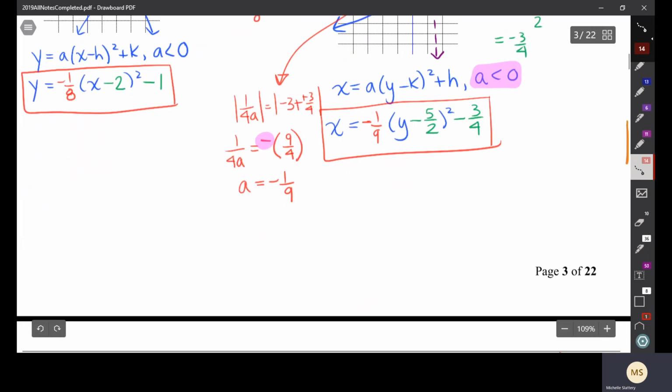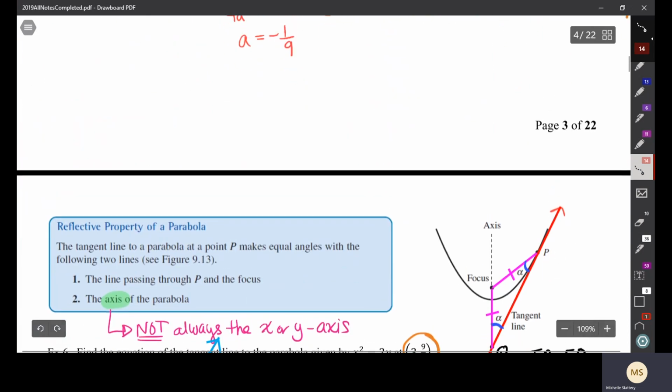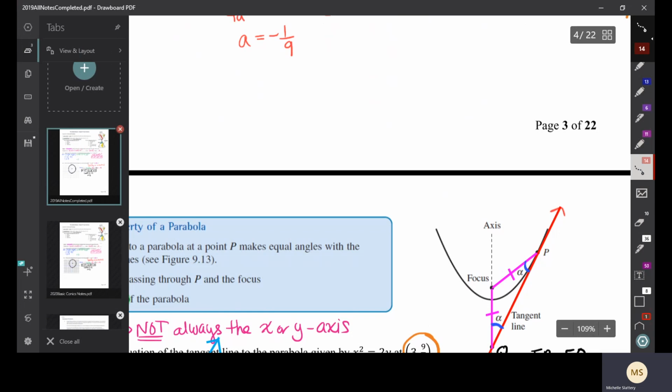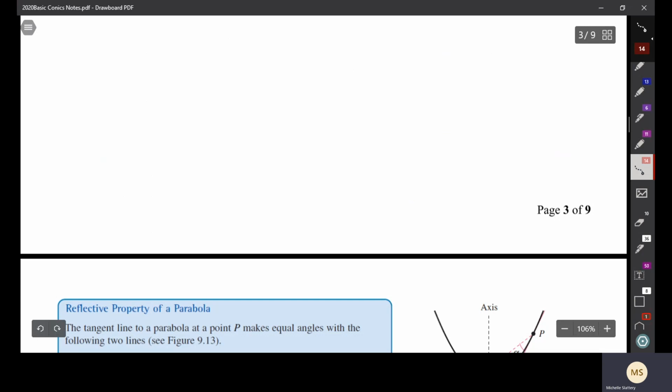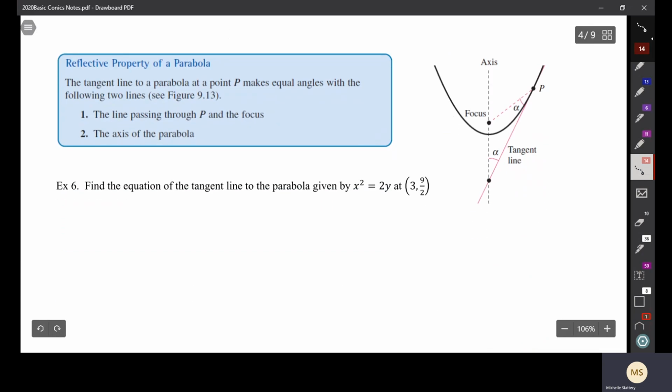All right. So something new that we're going to talk about here is the reflective property of a parabola. So let me go to my empty notes here. So the reflective property of a parabola says: take a tangent line to a parabola at some given point. If we remember, a tangent line is a line that touches a curve in exactly one point. So here, this tangent line is only going to intersect the parabola at point P right there. And it's going to make equal angles with the following two lines.